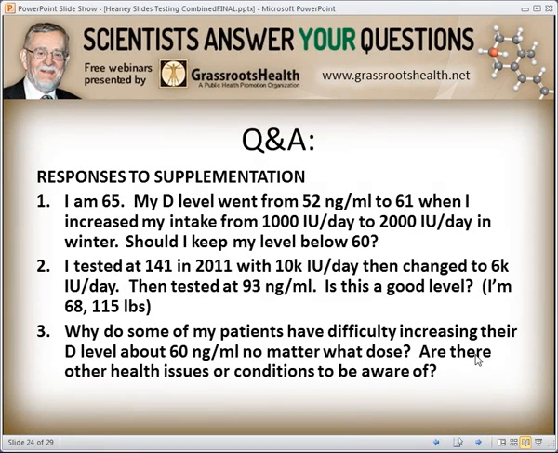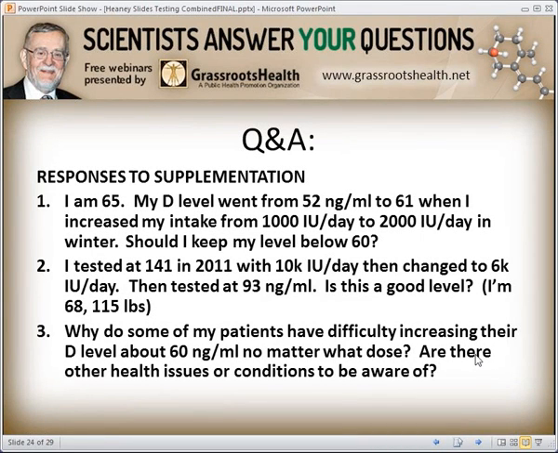All right. The second question: I tested at 141 nanograms per ml in 2011 by taking 10,000 IU a day. And then I changed to 6,000 IU a day and tested at 93. Is this a good level? I'm 68 years of age and 115 pounds.